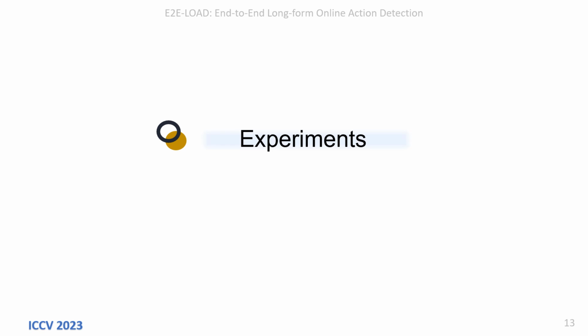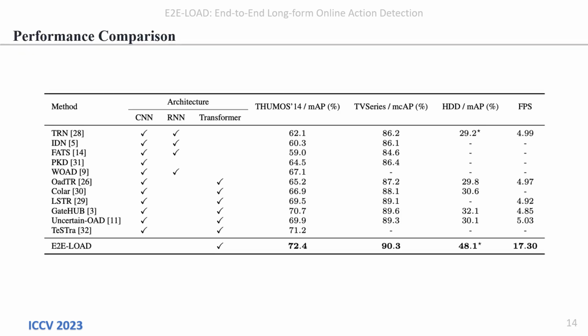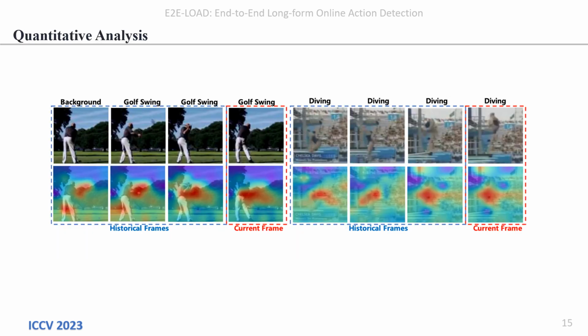Next is the experiments part. In our study, we have conducted a comprehensive evaluation of our method by comparing it to existing approaches on three well-known benchmark datasets. The results clearly indicate the superiority of our method in terms of both effectiveness and efficiency. We provide visualization of attention distribution within the short-term modeling, which depicts the correlations among subjects at different time steps.